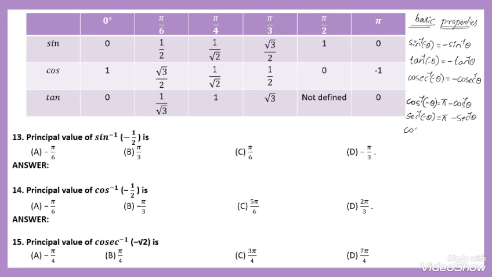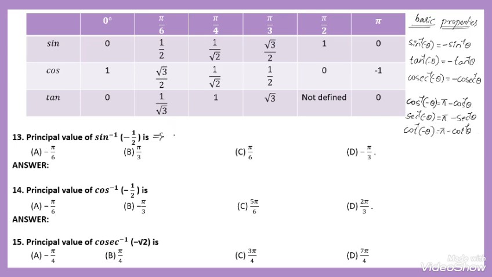Then cot inverse of minus theta is equal to pi minus cot inverse of theta. These are the basic properties for solving inverse trigonometric functions. I can use the basic properties here. For the 13th question, the value of sine inverse of negative theta, I can use the property here.